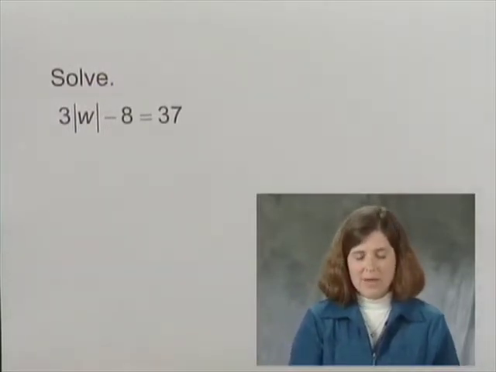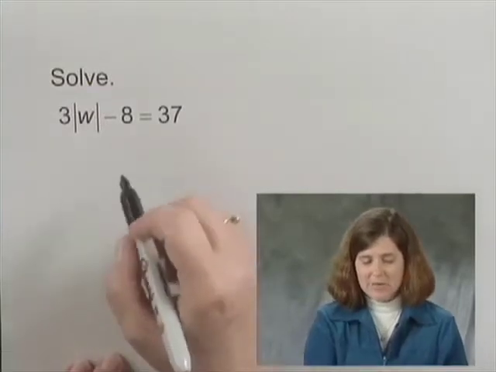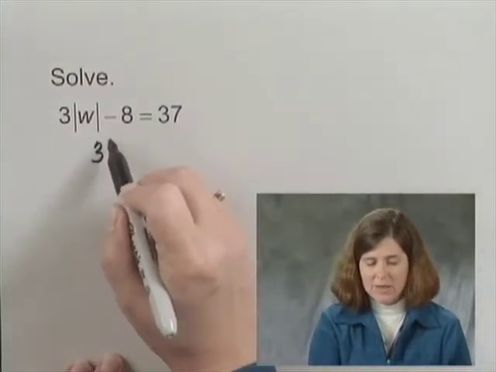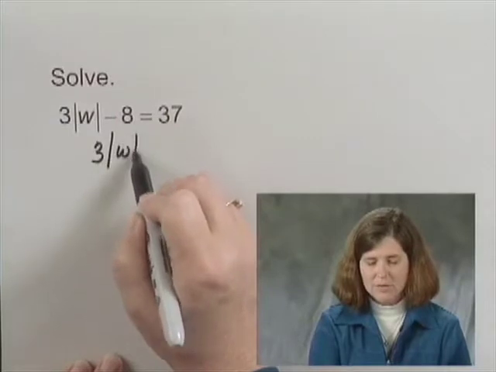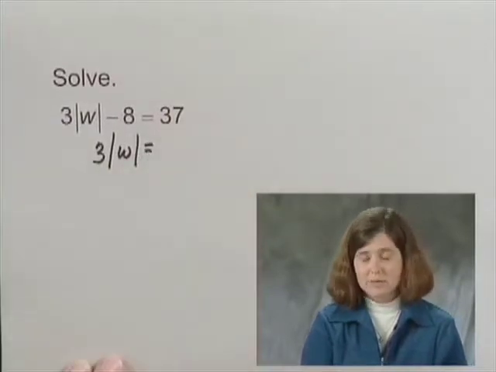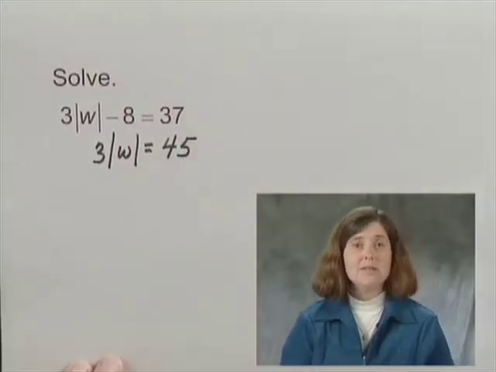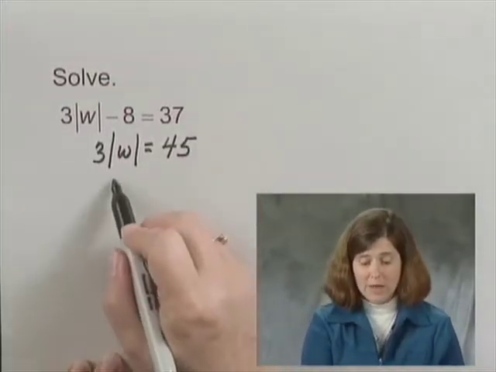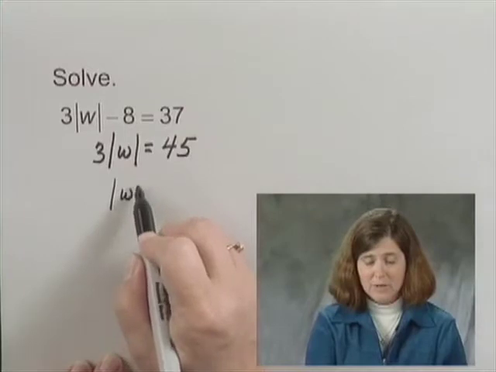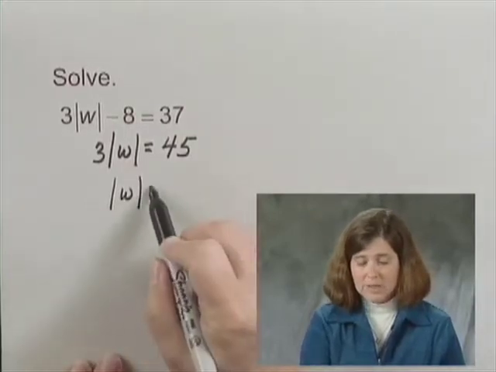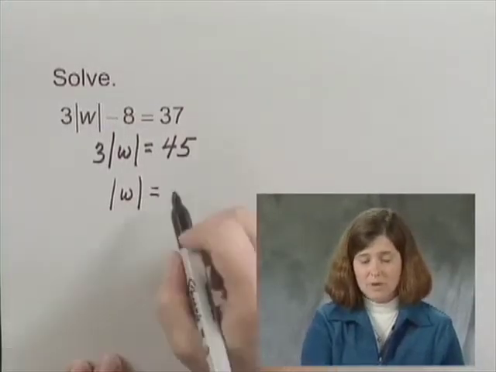or n. To do so, we add 8 to both sides of the equation, and we have 3 times the absolute value of w equals 37 plus 8, or 45. Now let's divide both sides by 3, and we're left on the left side with the absolute value of w, and on the right side with 45 divided by 3, or 15.